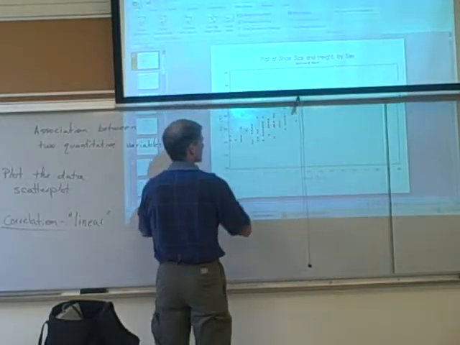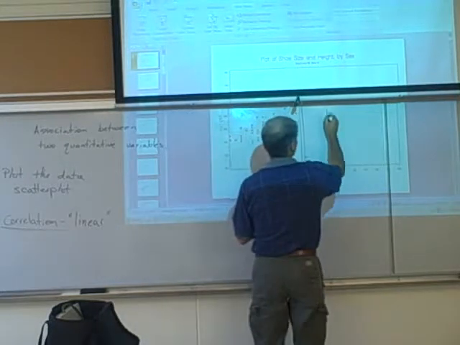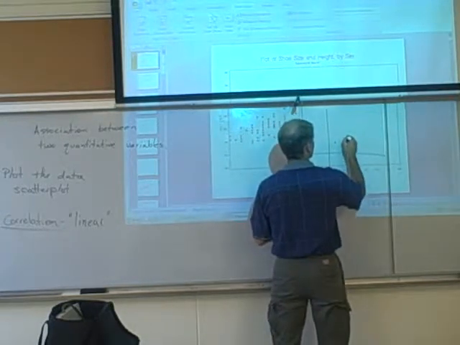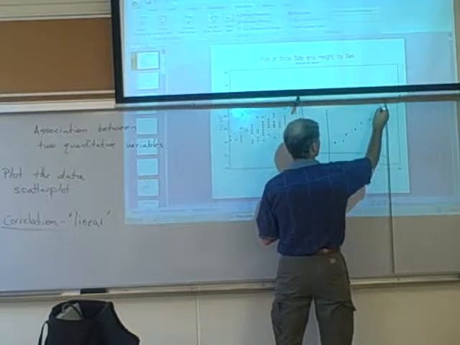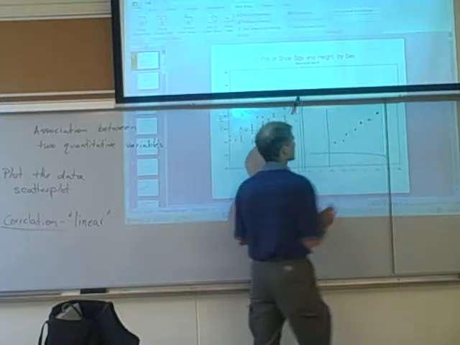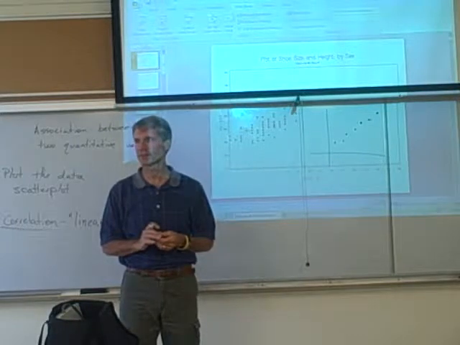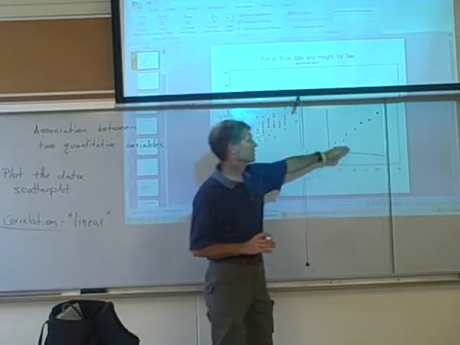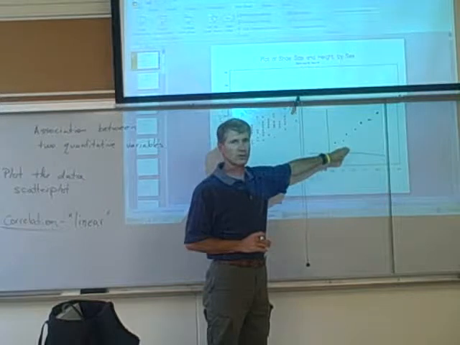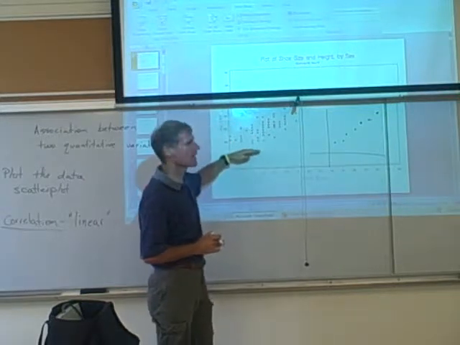If I had a plot where the points look like that, everybody would say, ooh, yeah, definitely. That looks very linear. Right? So this is what we would call strong linear correlation. This is moderate.